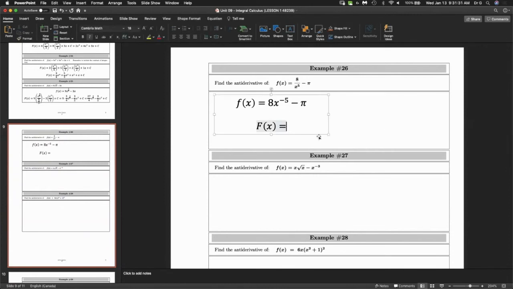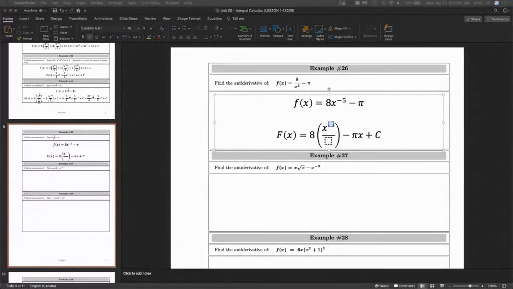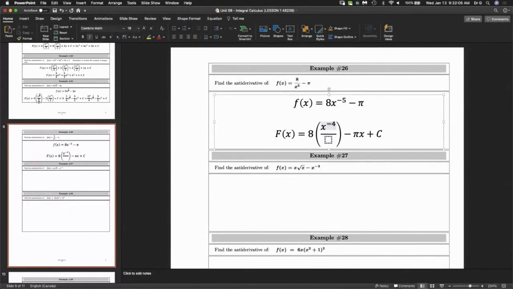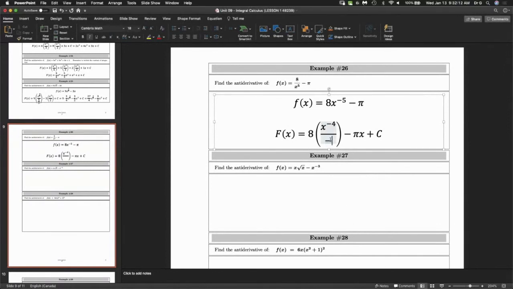Okay, so in this case, we want to add 1 to the exponent. So that'll be x to the something over something minus pi x plus c. So that exponent, what is the exponent up here, everybody? Can someone tell me what it is? Thank you, Asim. Yeah, it's -4.